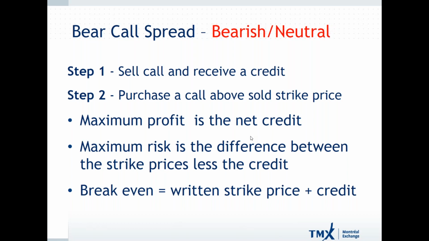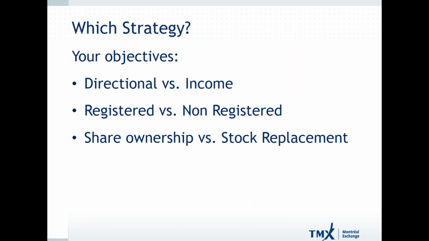First step is we're going to sell the call and collect the credit. Second step is we're going to use some of that credit to buy a call option at a higher strike price, and of course, the further out of the money that option contract is that we have to buy, the cheaper it is, so the less of the credit we have to put up for that. Once again, the maximum profit is the net credit that we are receiving. Maximum risk is the difference between the strike prices less the credit, and our break even is the written strike price plus the credit.